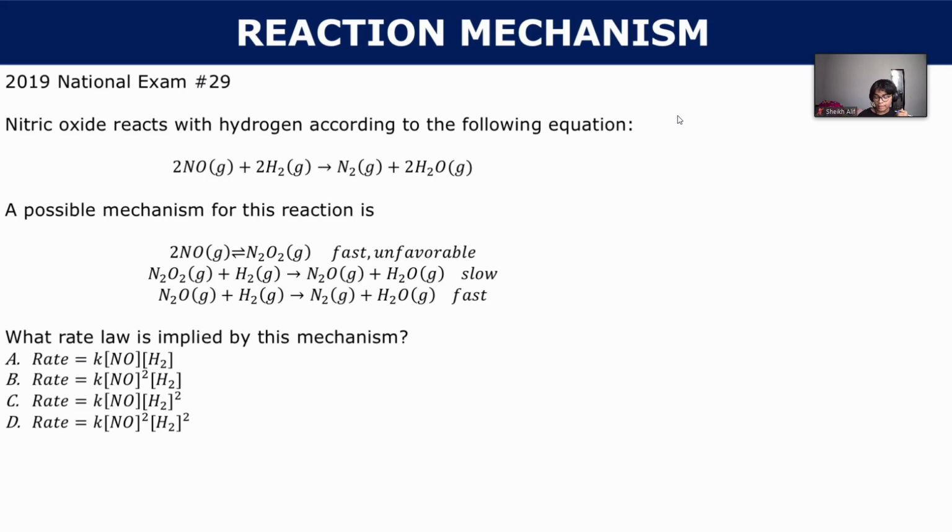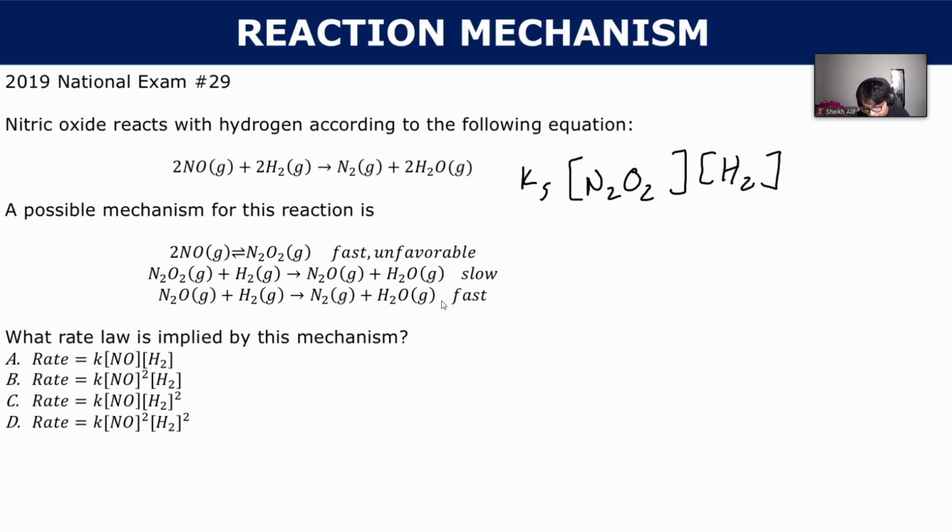A possible mechanism for this reaction is blah, blah, blah. What rate law is implied by this mechanism? So again, we start off with the rate law of the slow elementary step. So the rate law of the slow elementary step would be K, let me just do S, represent slow, N2O2 times H2. And that would be the rate of the slow elementary step.